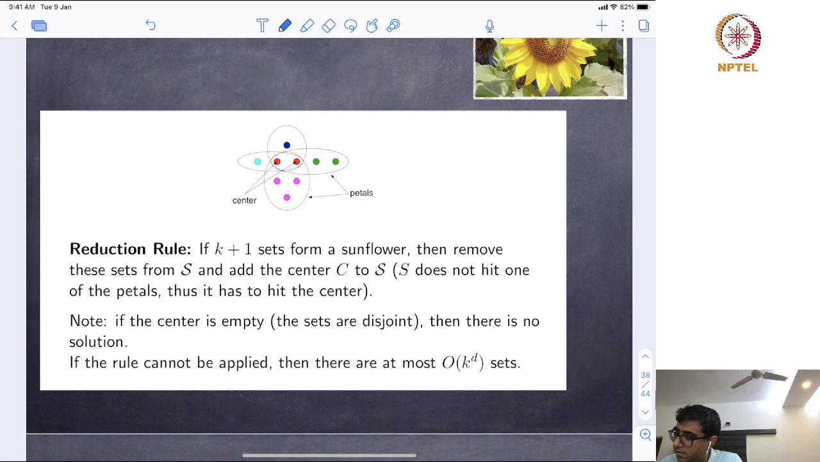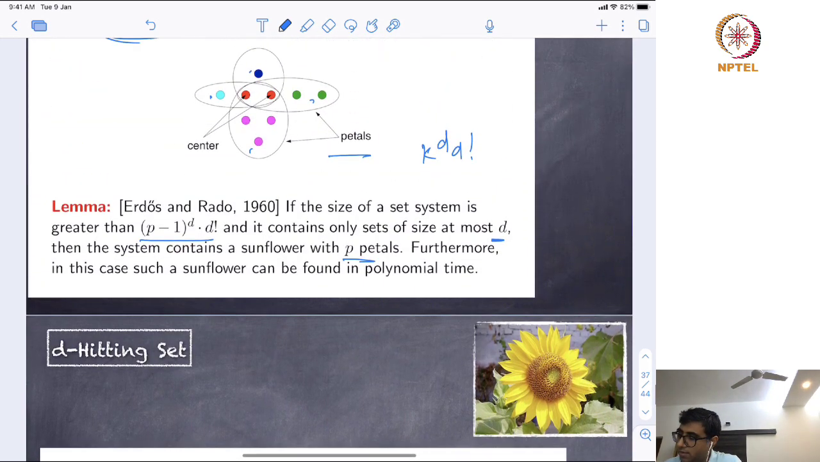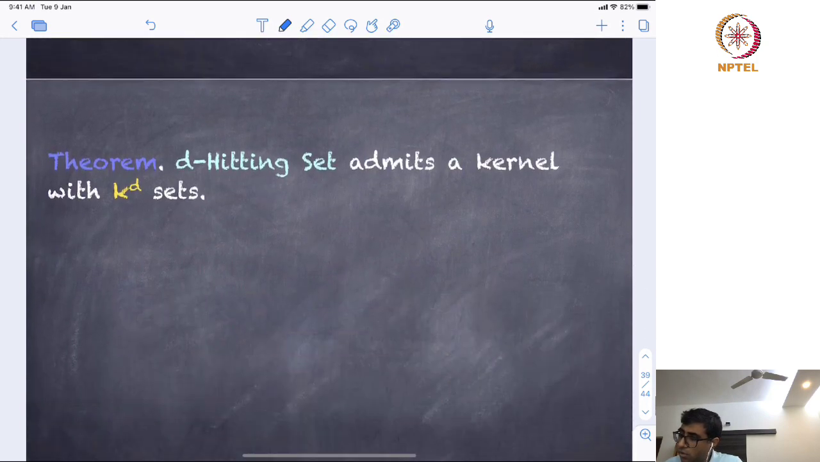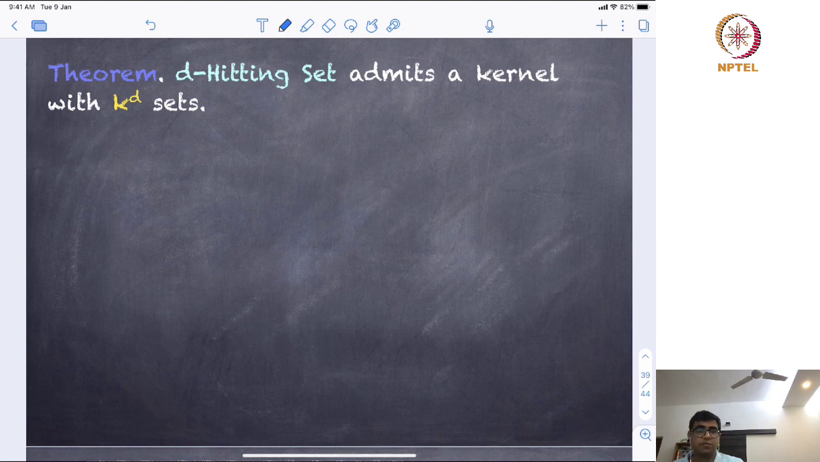So how do we get a kernel? If k plus 1 sets form a sunflower, then remove these sets from S and add the center C to S. A solution does not hit one of the petals, thus it has to hit the center. Note, if the center is empty, the sets are disjoint, then there is no solution. So if the rule cannot be applied, then the number of sets is upper bounded by k power d, and you get a kernel for d-hitting set by applying this classical sunflower lemma. The proof of this lemma is not very hard, and you can find it in the textbook of the course. Okay. So d-hitting set admits a kernel with k power d sets.